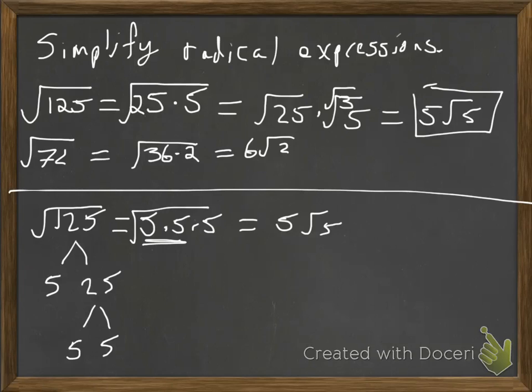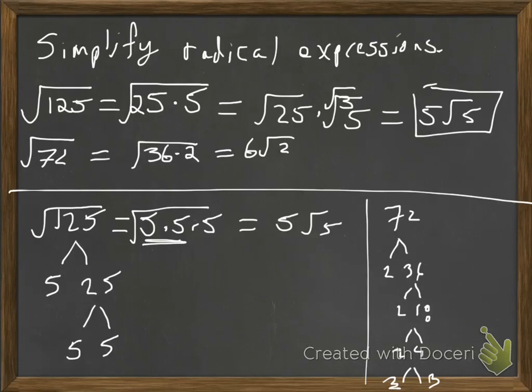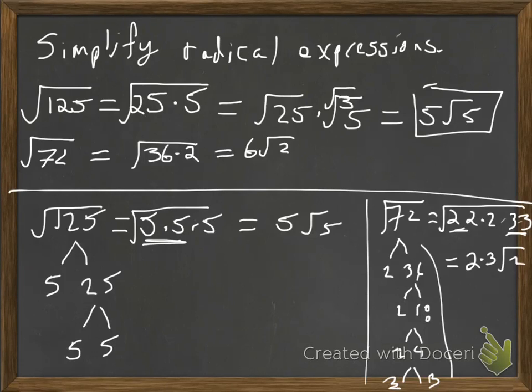If we do 72, 72's got a lot more stuff going on, so 72 would be 2 and 36, 2 and 18, 2 and 9, and 3 and 3. So 72 would be 2 times 2 times 2 times 3 times 3. And if we take the square root of that, 2 times 2 is 4, the square root of 4 is 2. 3 times 3 is 9, the square root of 9 is 3, and we'd have a 2 left over. 2 times 3 is 6, 6 root 2. And that's certainly another way you can do that.